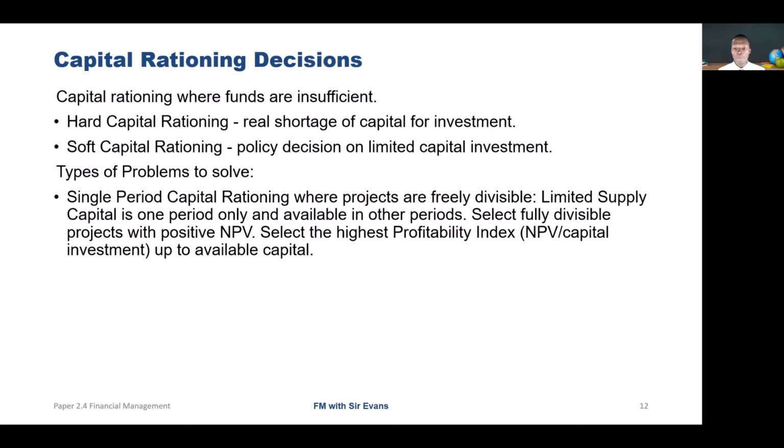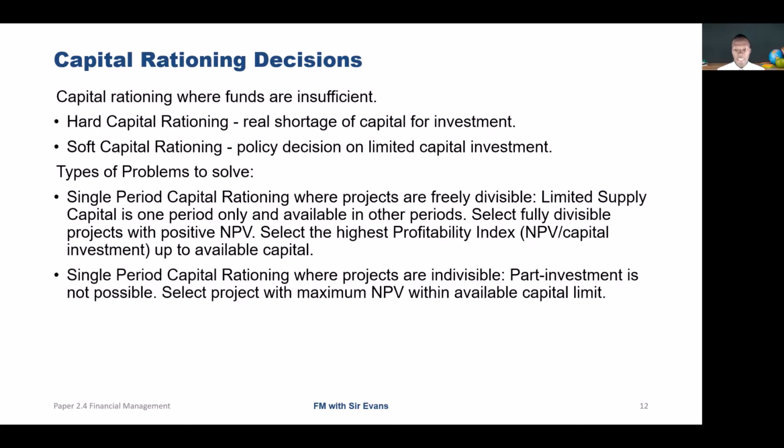And then the other situation is single period capital rationing where projects are indivisible. They are indivisible, so part investment is not possible. So you select the project with the maximum NPV within the available capital limit. That's the second scenario. The first scenario is where the projects are divisible. The second scenario is where they are indivisible.